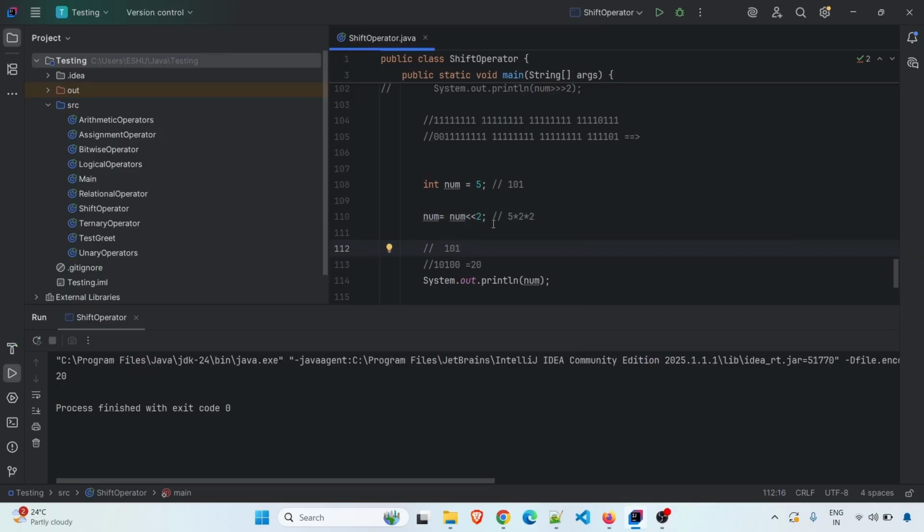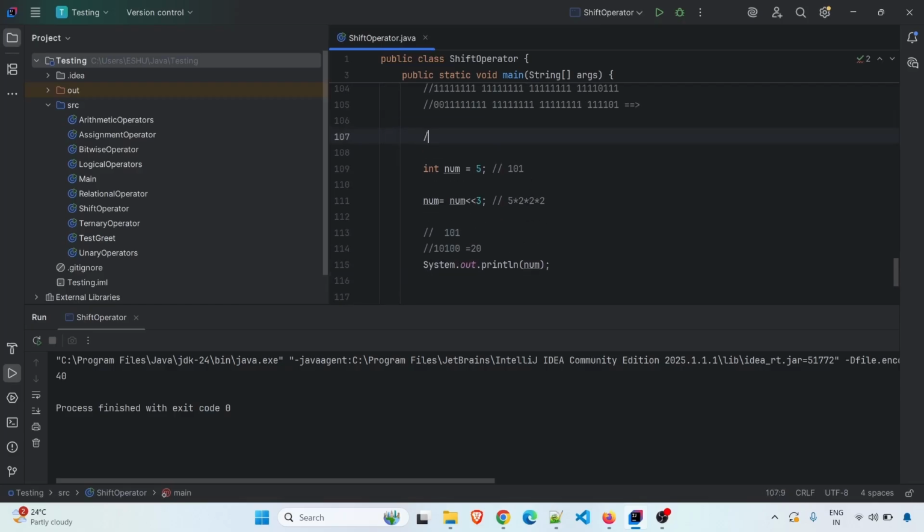Now if you multiply this number one more time by 2, you can replace this 2 by 3. So you will get output as 5 into 2 into 2 into 2. That should be 40. So I hope it is clear. If you want to multiply a number by 2, you can go for left shift operator. So this is one of the use case for left shift operator. Example 1: multiply by 2 using left shift operator.